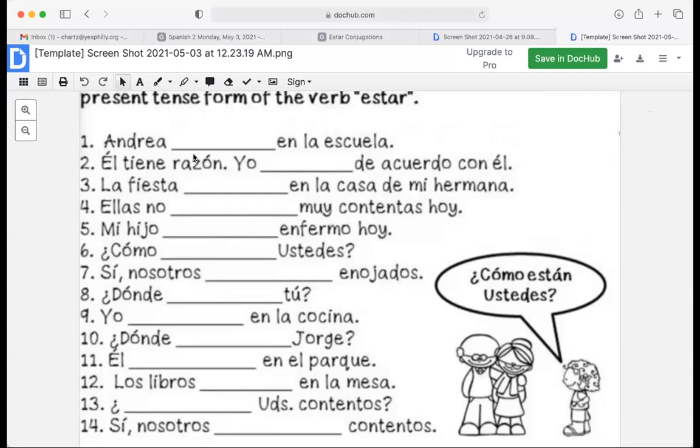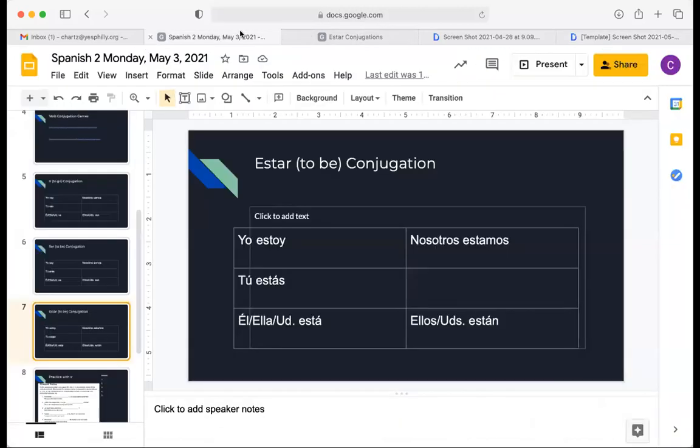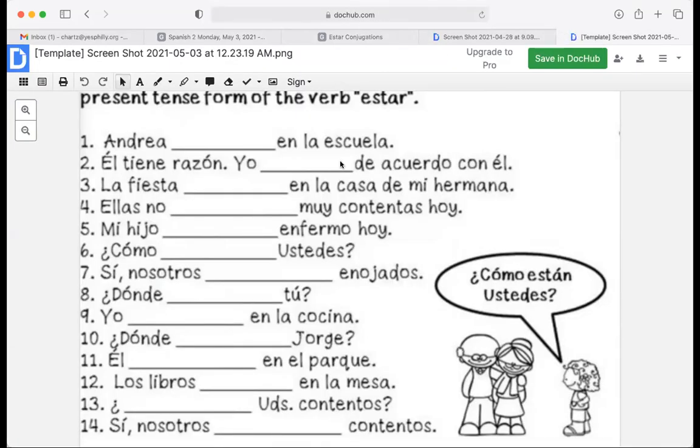Okay. So for the second one, I know that you guys don't know what this means, but it says he's right, like he has a reason for saying this. Yo is our subject. Blank de acuerdo con él, which means I agree with him, and you use estar, so it's going to be yo estar. So which one are we going to use? We have yo estoy. Yeah. So it's going to be yo estoy de acuerdo con él.